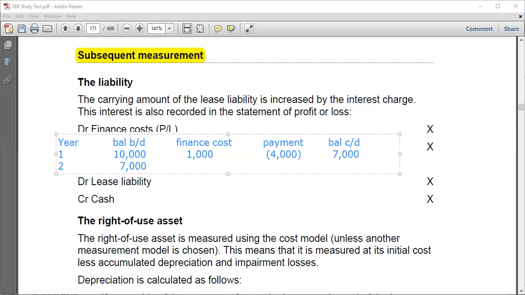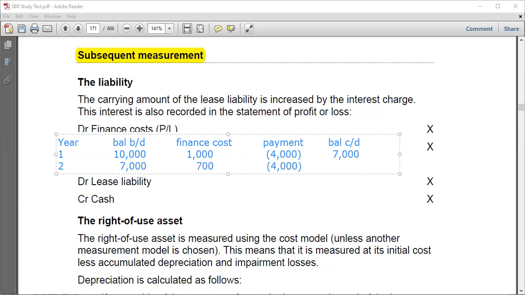Here, I said that for the finance cost, you just take the rate implicit in the lease and multiply by the opening balance. So I would take 10% times 7,000, which gives me 700, just like that. And then you come to the payment here. Let's say the lease says that you have to pay 4,000 each year. I'm just presuming this.